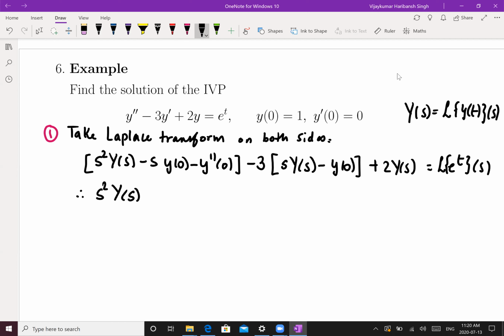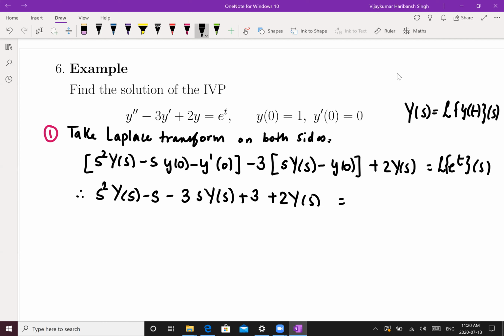What is y(0)? y(0) is 1, so minus s. This was only one derivative. So y prime, which is 0, minus 3 times s y(s) minus y(0), which is 1. So 3 times 1 is going to be minus 3 times 1, which is going to be plus 3, plus 2 y(s).